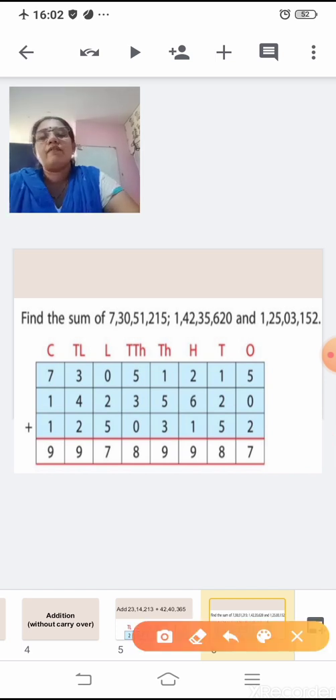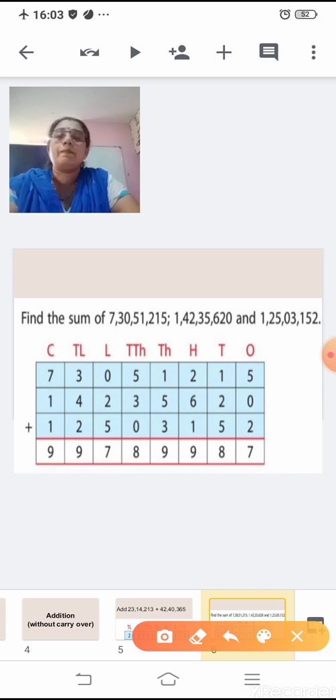Coming to the thousands place, in the same way you add all the other numbers. Thousands place 1 plus 5 is 6, 6 plus 3 is 9. In the 10,000s place 5 plus 3 is 8 and 8 plus 0 is 8. Any number plus 0, the number will remain the same. In the lakhs place, the first number is 0, the second is 2 plus 5, so it will give you 7. In the 10 lakhs place, 3 plus 4 is 7, and 7 plus 2 is 9. In the crore place, 7 plus 1 is 8 and 8 plus 1 is 9.